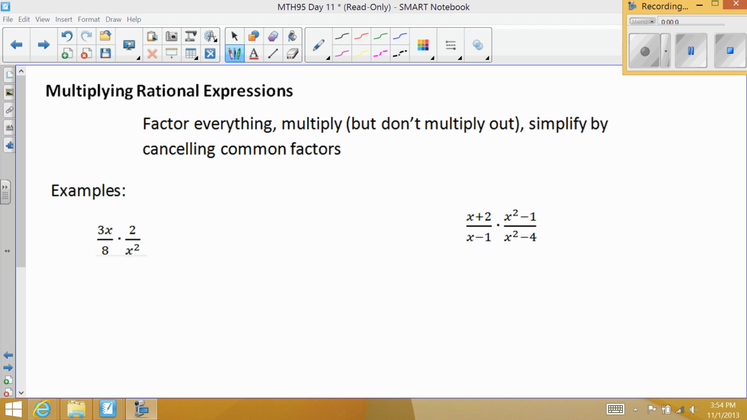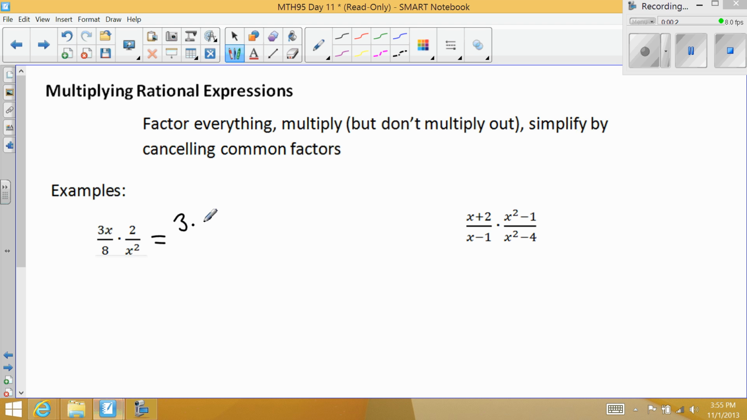Continuing on with our rational functions, we're going to talk about multiplying rational expressions first. The idea is to factor, multiply, but not really, and then simplify by canceling common factors. So, simple one here, 3x over 8 subtract 2x squared. Let's go ahead and factor.